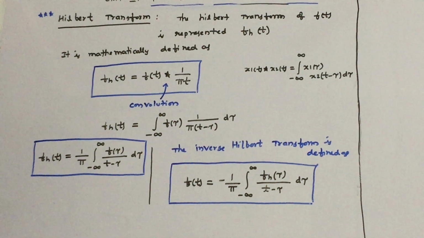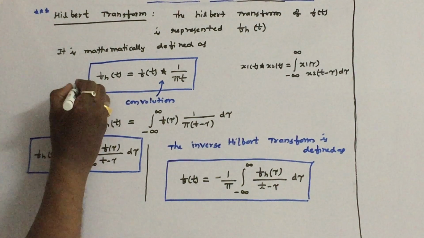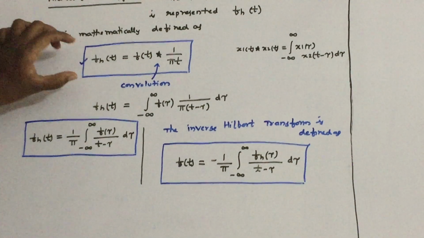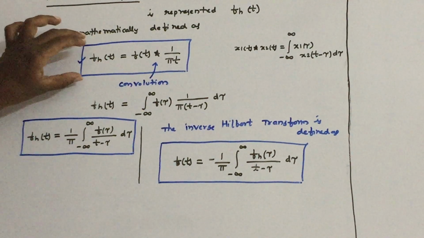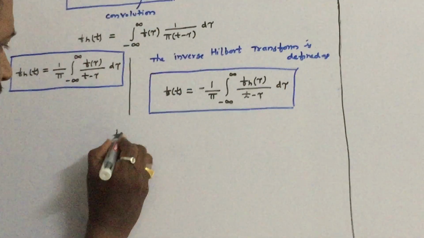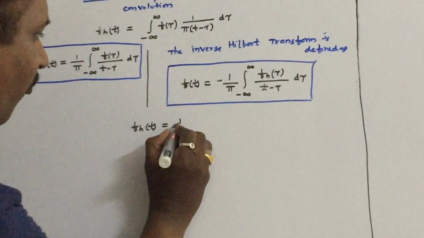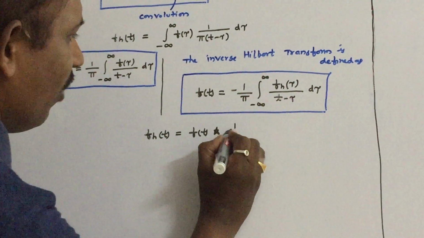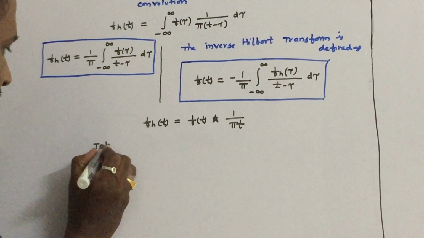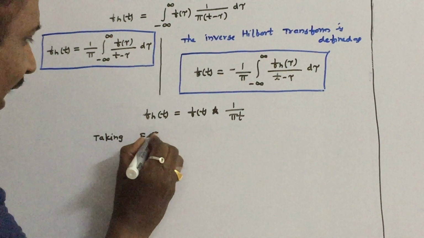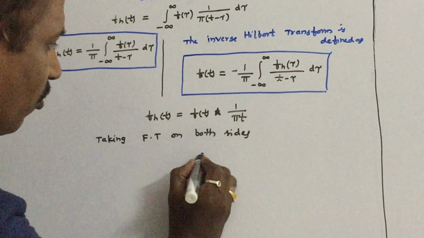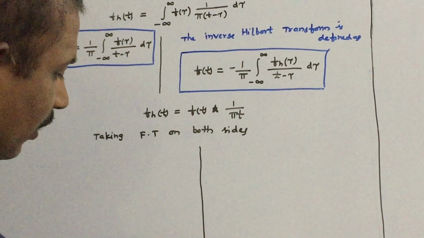So let us see what is the frequency domain equivalent formula of this. That is very important. So what is the frequency domain equivalent of this formula? What is our Hilbert transform? Very simple formula. f_h of t is simply f of t convolved with the signal 1 by pi t. So take the Fourier transform on both sides. Let us see what it will come.